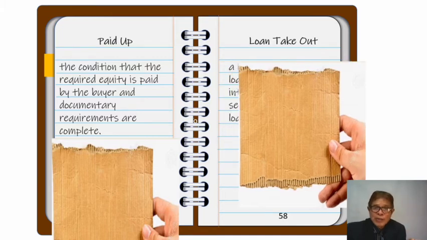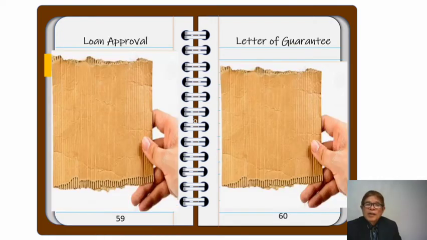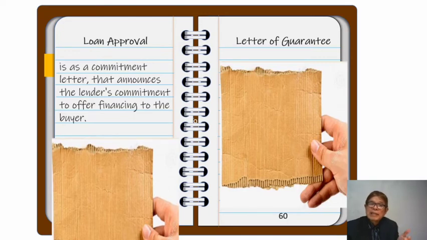What is loan takeout? It is a long-term mortgage loan of a buyer that is taking into effect. Thereby, the seller is entitled to loan proceeds. So, loan takeout is when the seller receives the loan release. Therefore, loan takeout means release of full commission. Loan approval is a commitment letter that announces the lender's commitment to offer financing to the buyer.